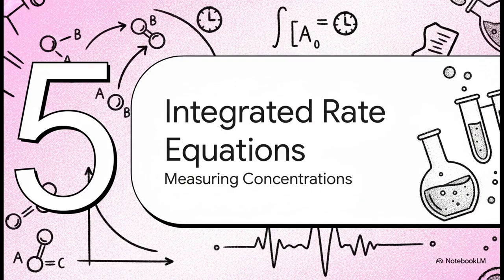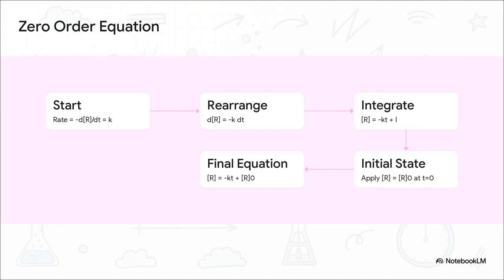Onward to section 5, integrated rate equations. We're going to take those differential rate laws and integrate them to track exact concentrations over time. Let's walk through the zero-order derivation, so you are totally unfazed on exam day. We start with the rate equation: negative d[R]/dt equals k. Rearrange it, integrate it, and apply your initial condition. Boom. Final equation: [R] equals negative kt plus [R]0, the initial concentration of R.